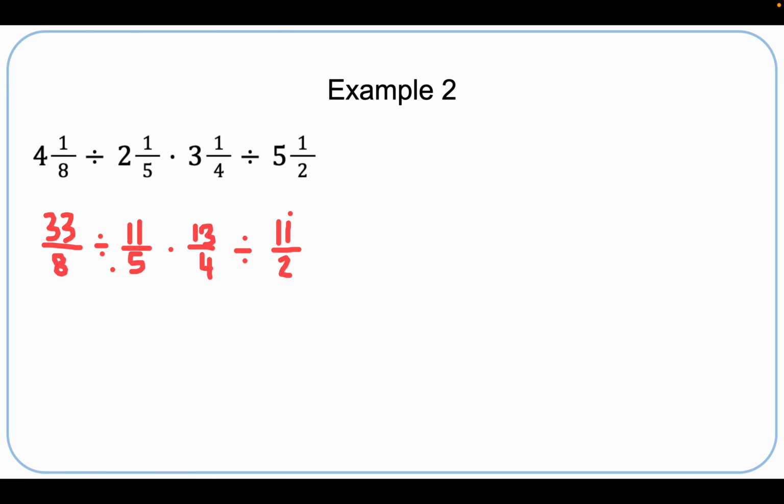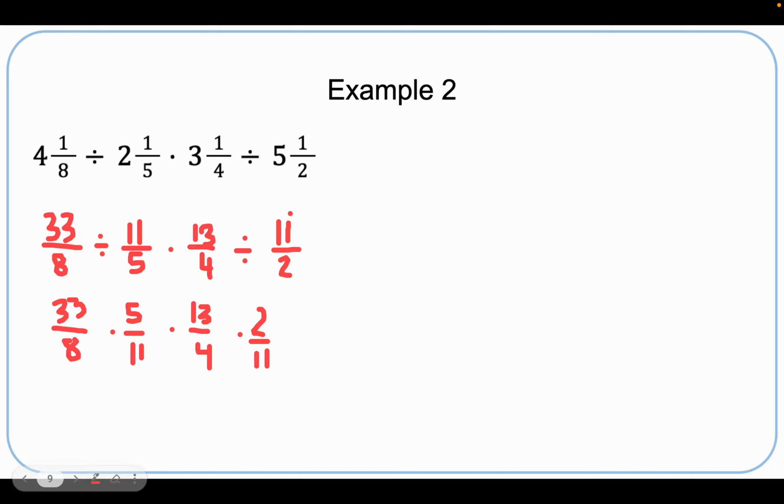Okay, and then our next step would be to change these divisions into multiplication and flip the fractions following them. So this would be 33 eighths times 5 elevenths times 13 fourths, that stays the same, and then times 2 over 11.